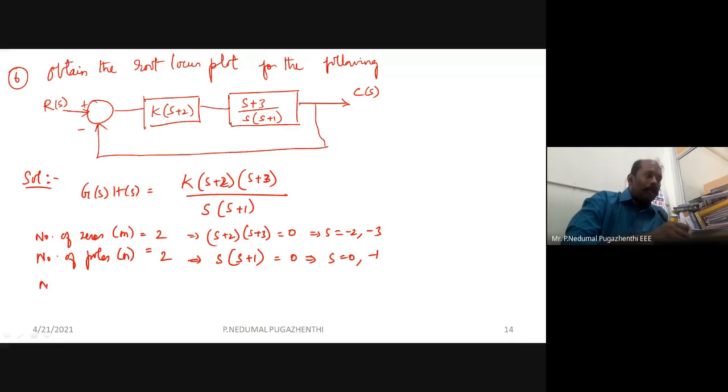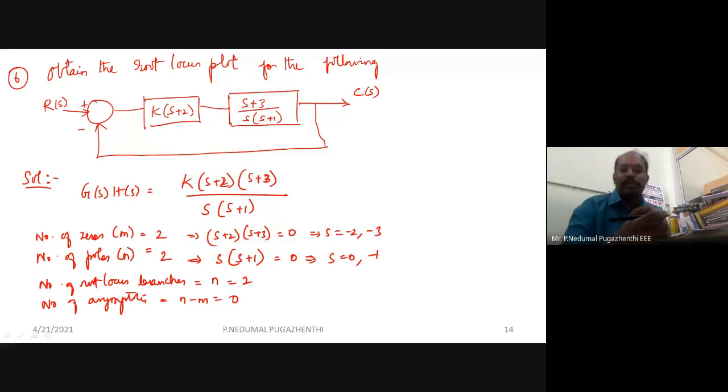So the number of root locus branches is equal to the number of poles. That is n, which is equal to 2. So you will have 2 branches. From each pole, it will start and it will end at each zero. So what about the number of asymptotes? The number of asymptotes is equal to n minus m, which is equal to 0. So there is no need for an asymptote.